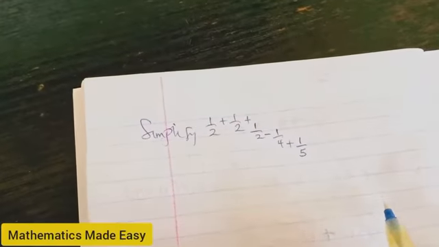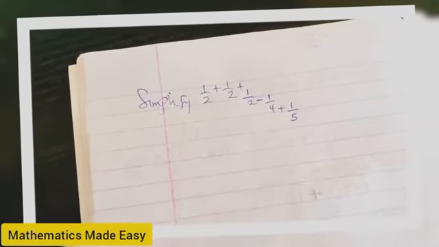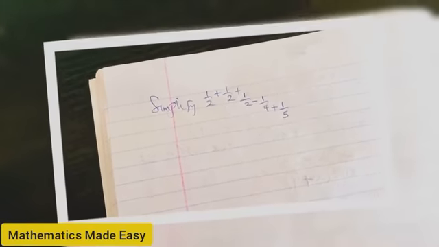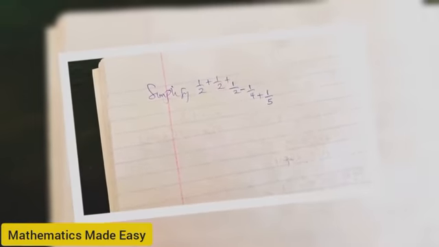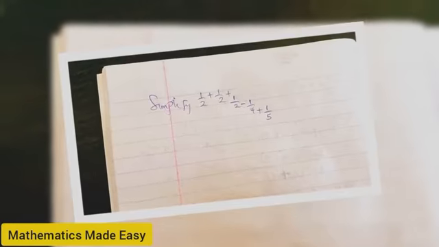Yeah, everyone, welcome. There's a question that says simplify 1 over 2 plus 1 over 2 plus 1 over 2 minus 1 over 4 plus 1 over 5. This question you might think is not correct, but this question is correct. But then how do we solve a question in this manner?